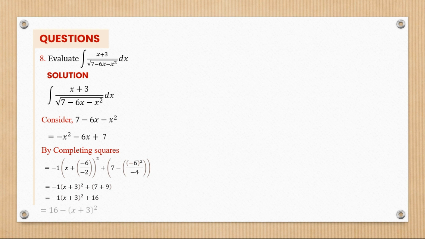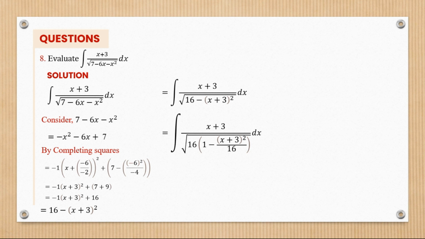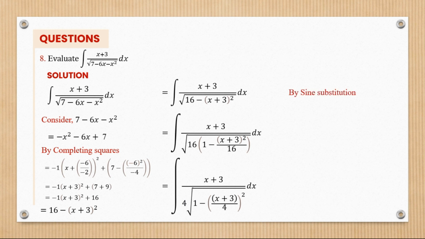We'll be left with 16 minus open bracket x plus 3 close bracket squared, all under the square root. We can clearly see that this will require sine substitution. Now I can pull out the 16, and then I'll have 16 into 1 minus (x plus 3) squared over 16. But 16 is the same as 4 squared, so I'll have (x plus 3 over 4) squared, and the square root of 16 shall also be equal to 4, and that's what we end up having.